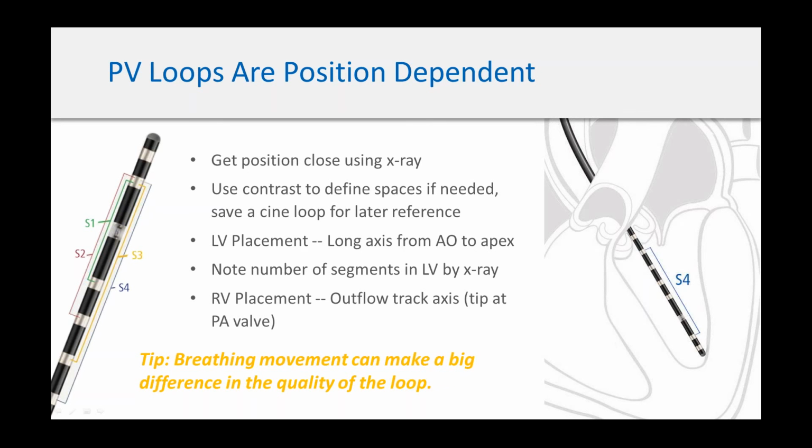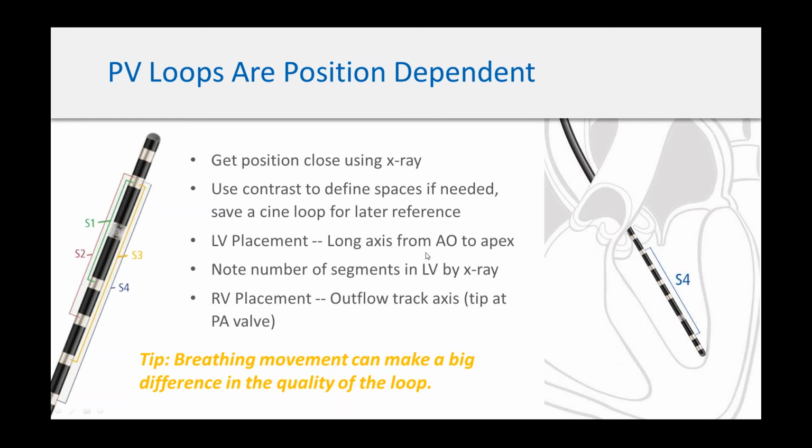and that gives us a good starting point on our control box. With the right ventricular placement, it's a little bit trickier, and we do the outflow tract. So the tip of the catheter is going to be here at the PA valve, and the more proximal end is going to be here at the apex. Some people can go right from the tricuspid valve to the apex, but we tend not to get very good loops unless the ventricles are really dilated.